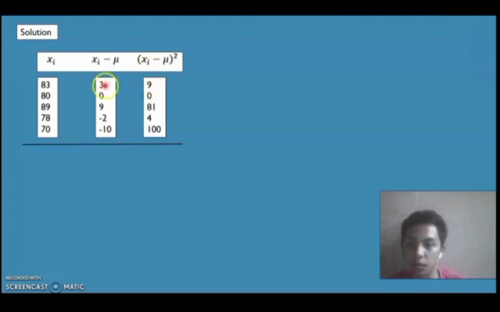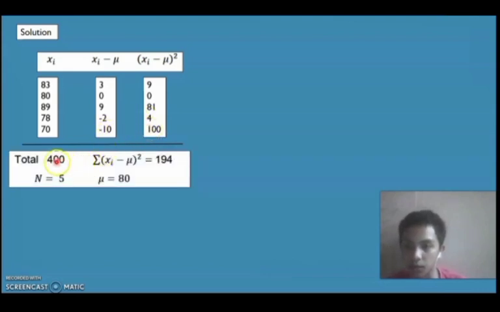And here we are going to multiply each by itself. 3 times 3 is 9. 9 times 9 is 81. 2 times 2 is 4. 10 times 10 is 100. And this is the sum of the squares, which is 194. And the number of data values: 1, 2, 3, 4, 5. That is n equals 5. And the mean is 80.